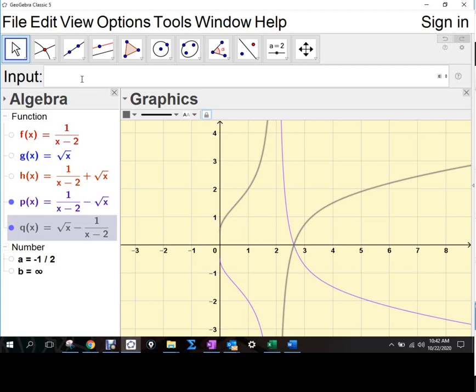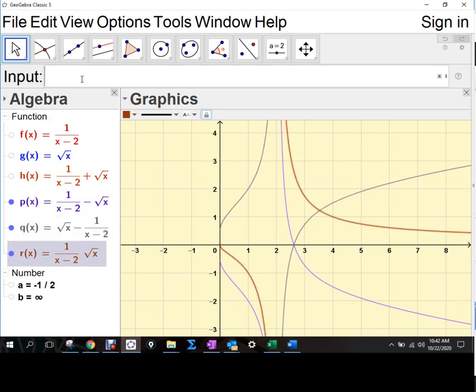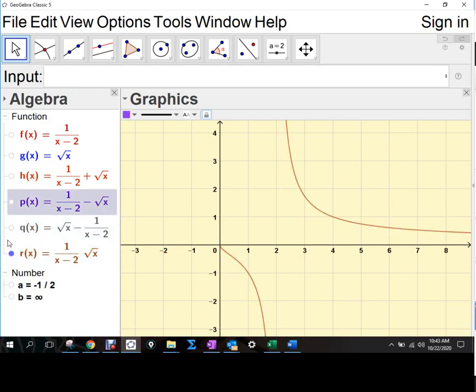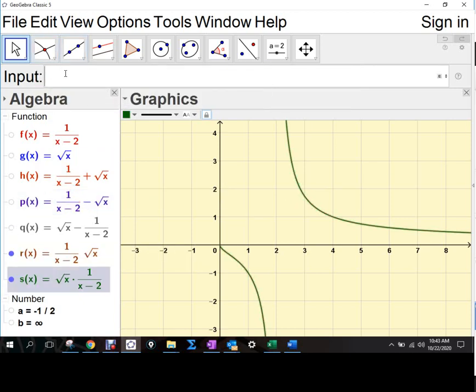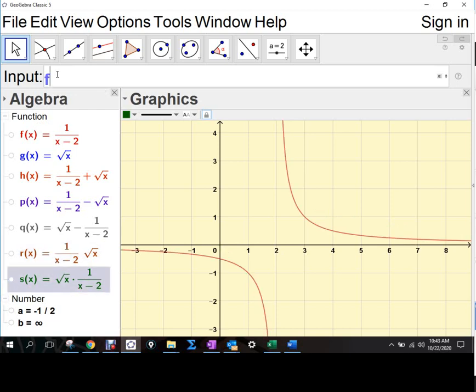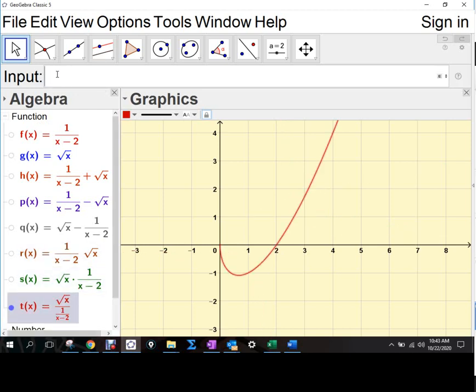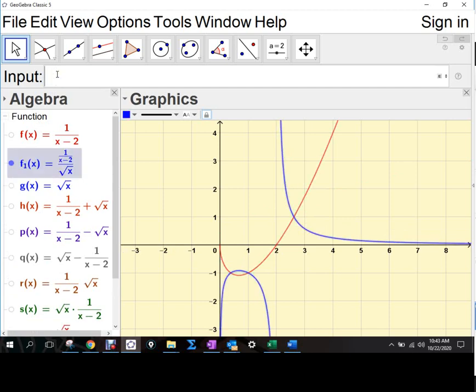If I do f times g, we get that red curve, okay? Is that the same thing if I do g times f? Yeah, so the commutative property exists there. Now if we do g divided by f, we get that curve. If I get f divided by g, I get that curve. So those are completely different, right?